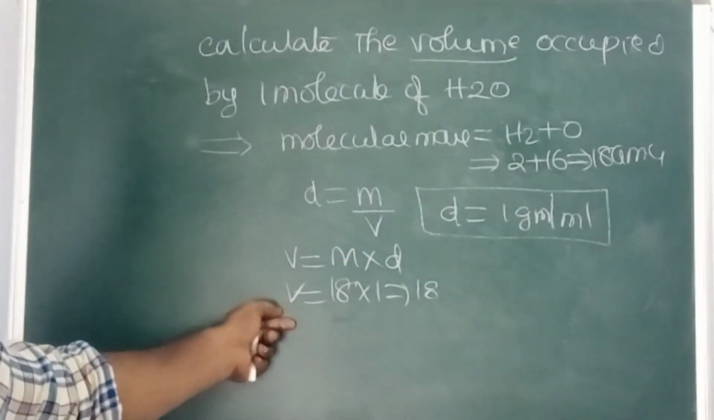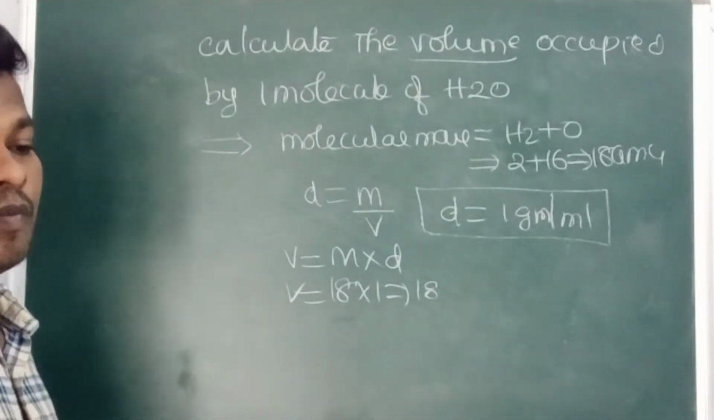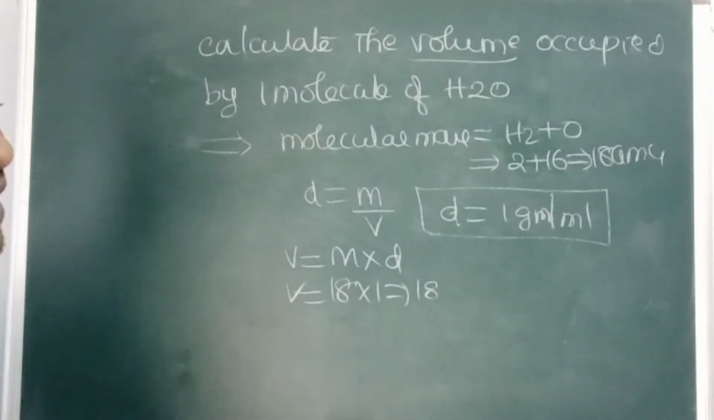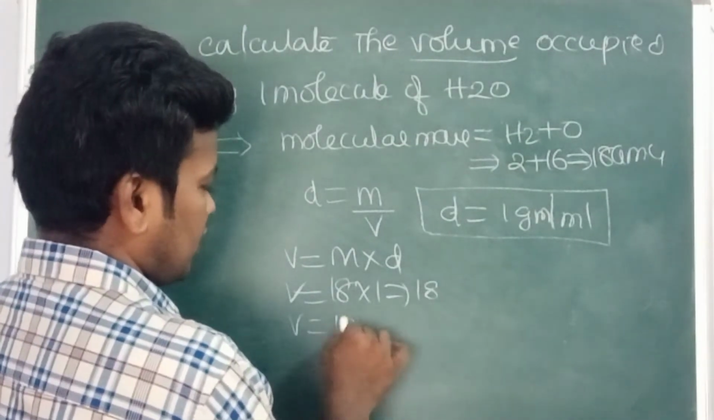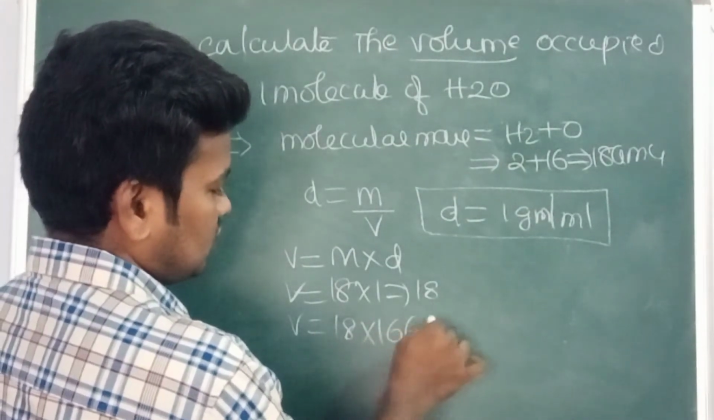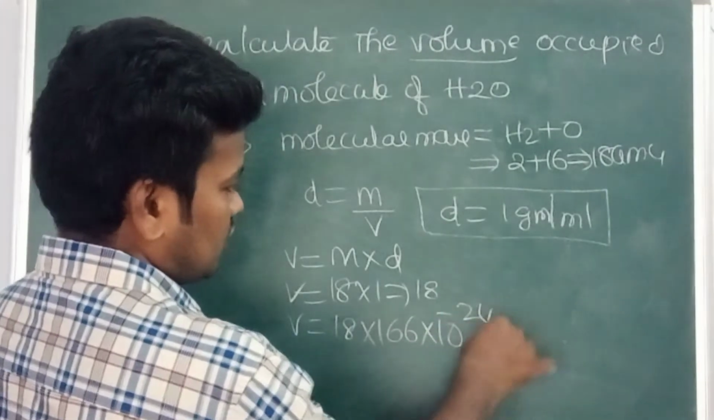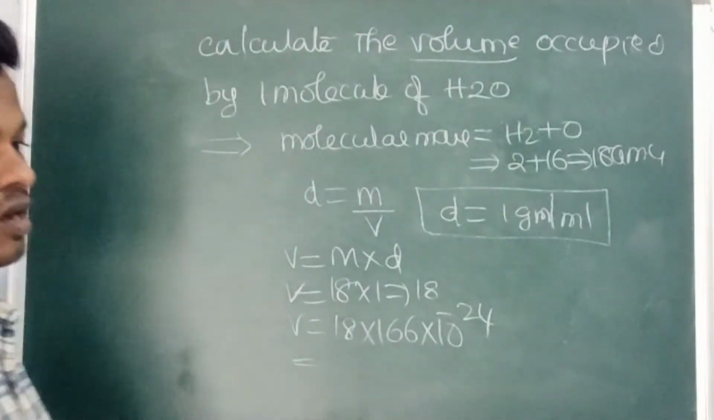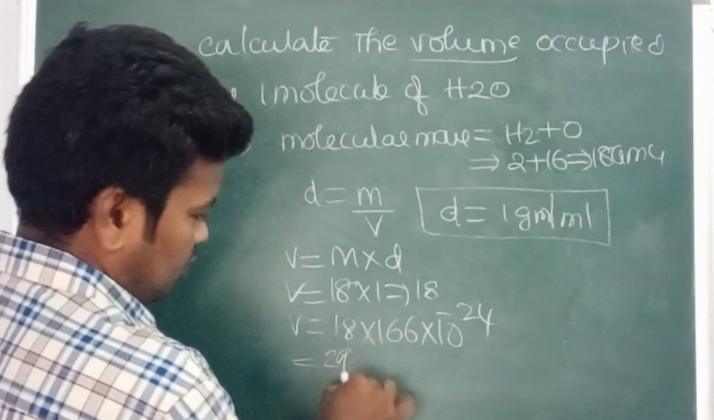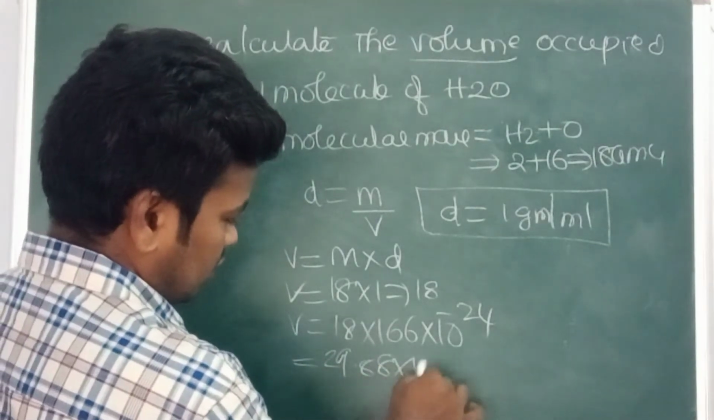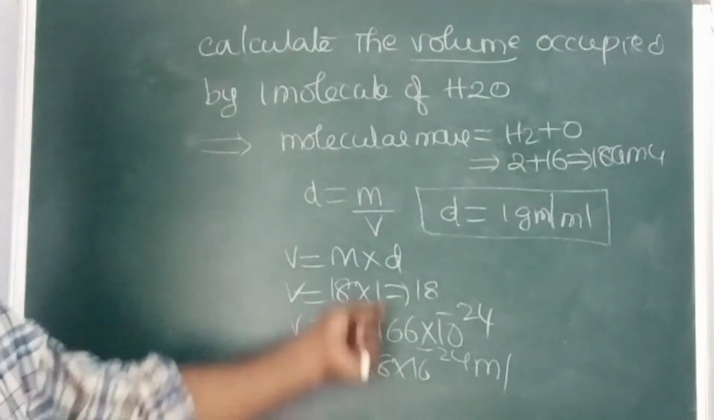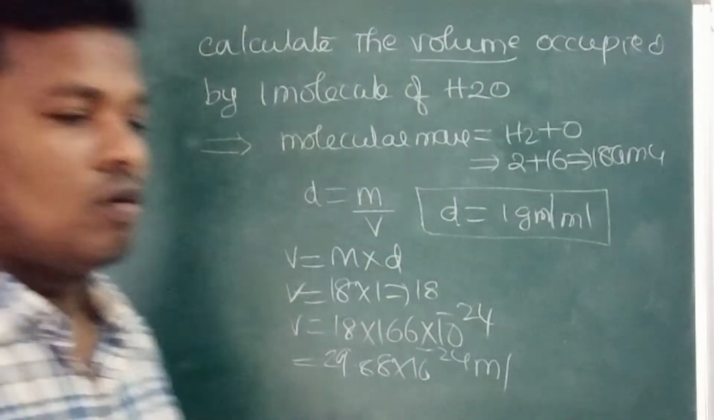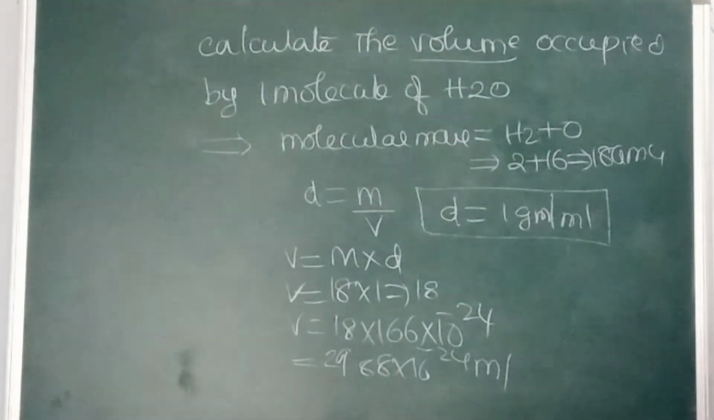ml. But I want it in grams. Grams in the sense, V is equal to 18 into 1.66 into 10 to the power of minus 24. So approximately I will get 29.88 into 10 to the power of minus 24 ml. Simple, but yes, density is equal to mass by volume. Please note it down.